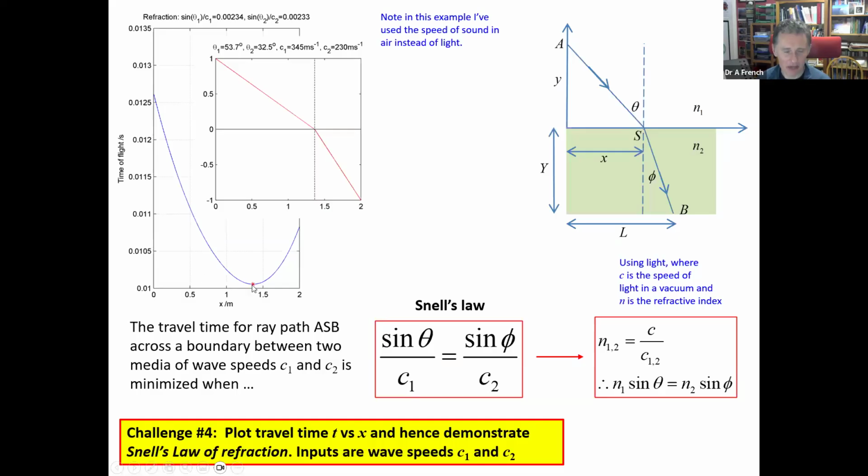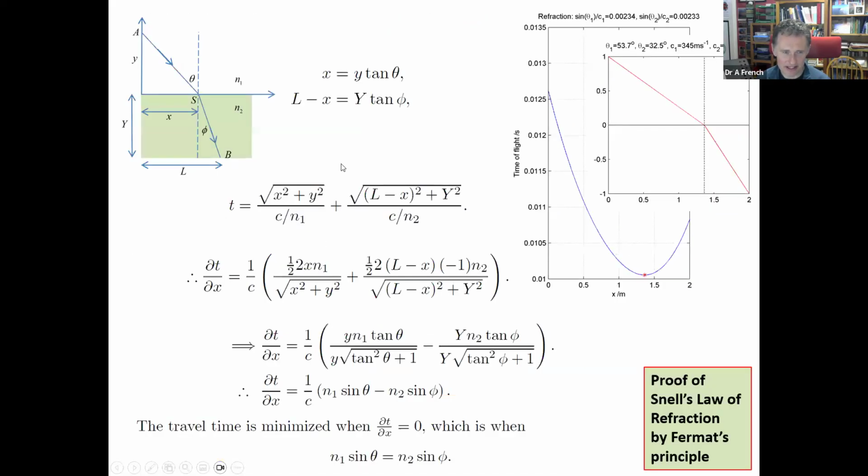When you work out the value of X, it allows you to work out theta and phi. And in fact, this is how you do it. You write your time and differentiate it with respect to X. That's called a partial differential. Basically it means everything else is constant apart from X. When you work it through, with some trigonometrical ratios, you end up with Snell's law. So delta t by delta x is 0 when n1 sine theta is equal to n2 sine phi. That's a nice little exercise, but it's even better if you can plot it.